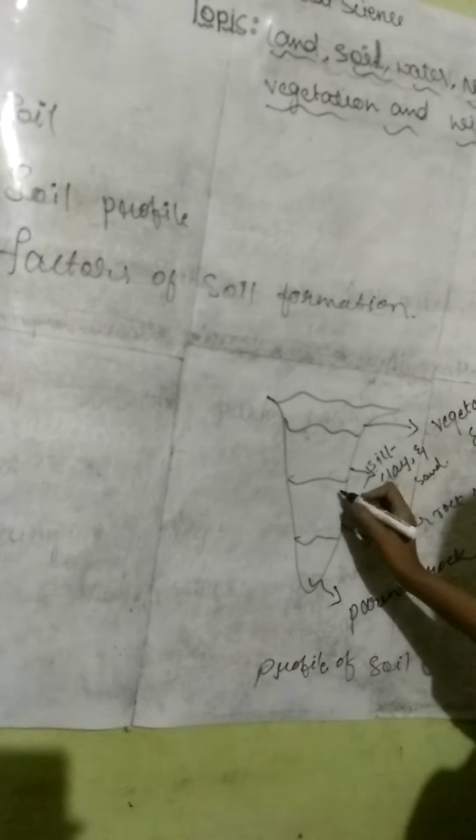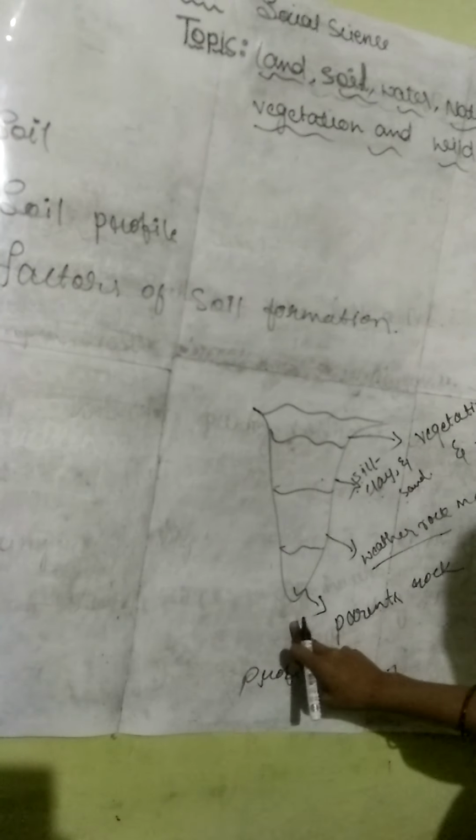At the top we see the vegetation and humus, and in the second layer we see the silt, clay and sand. In the third stage we find the weathered rocks and minerals, and in the fourth and last we see the parent rocks. So that is the profile of a soil. Now let us talk about the factors.